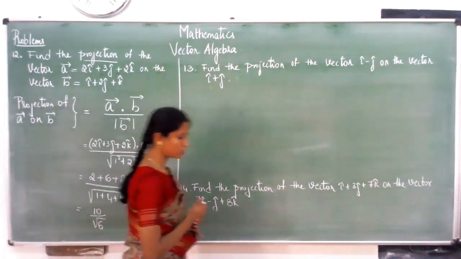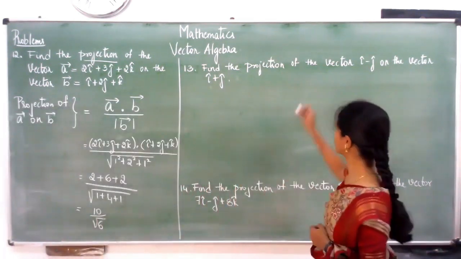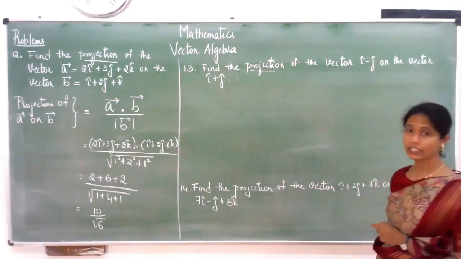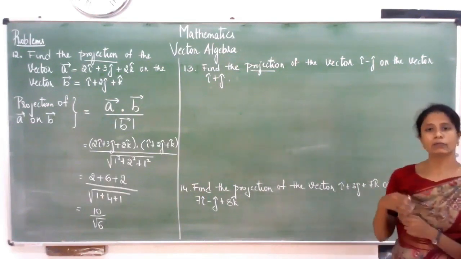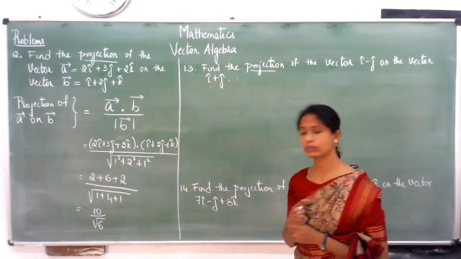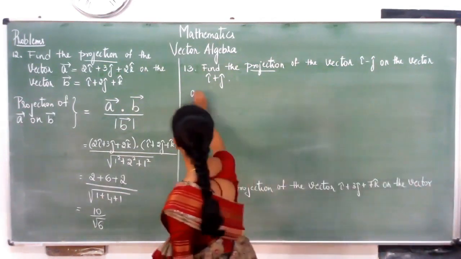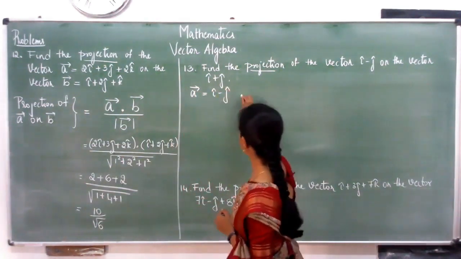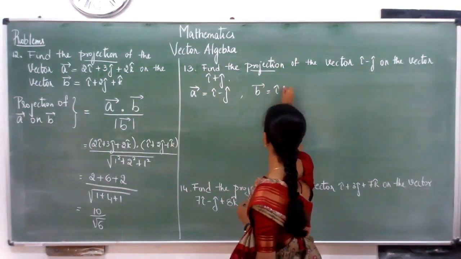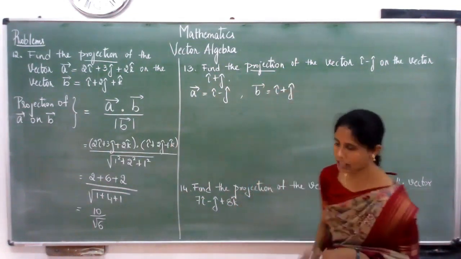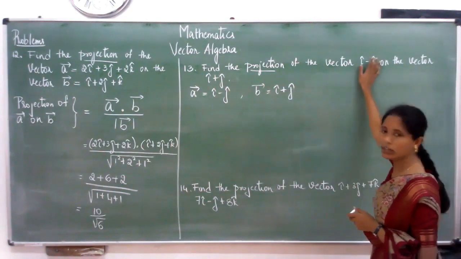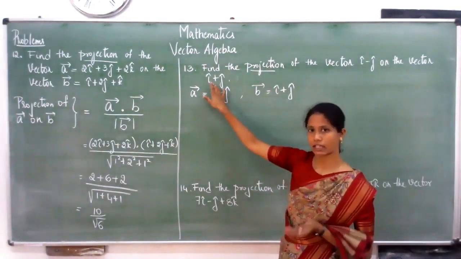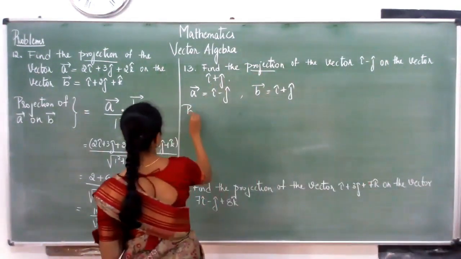Let us take up the next question. Here also we need to find the projection of the vector i cap minus j cap on the vector i cap plus j cap. In order to find the projection, let us take the first vector as vector A, that is i cap minus j cap, and the second vector I'll call vector B, which is i cap plus j cap. They have asked us to find the projection of vector A on vector B.